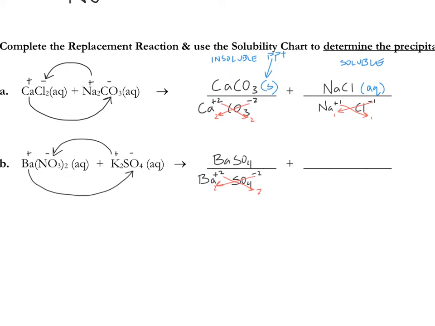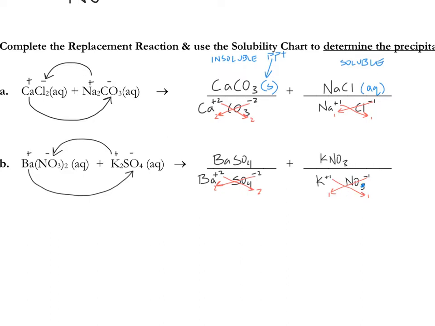Okay, so potassium, if you look on your periodic table, is in group 1, so it's got a +1 charge. Nitrate is a polyatomic ion, and it's also got a -1 charge. So when I cross them, bring down the 1s, nothing changes. So it's simply KNO3.